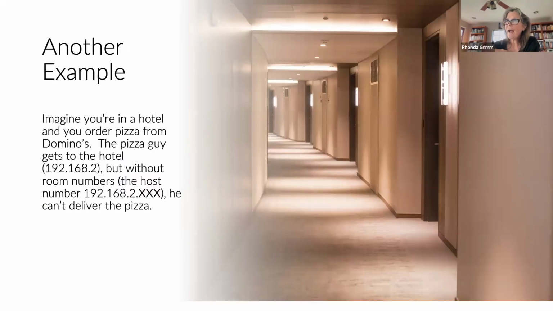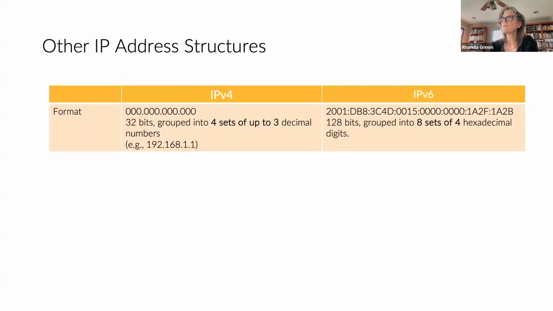So without the host number, the host address, you can imagine chaos would ensue. Imagine you're at a conference, and you're in the hotel and you order pizza, and the pizza guy gets to the hotel, which is at the address 192.168.2, but without room numbers, he has no idea where to deliver the pizza. So room numbers in this case are the host address.